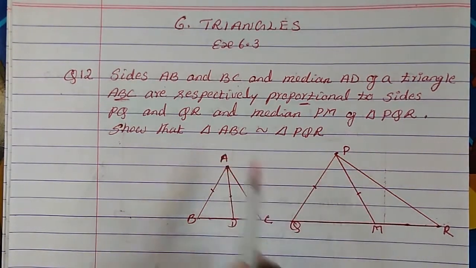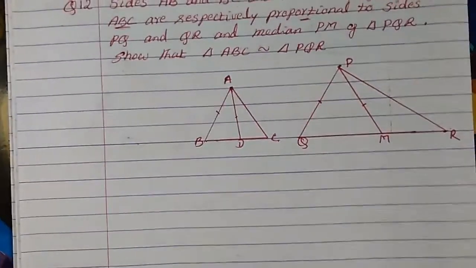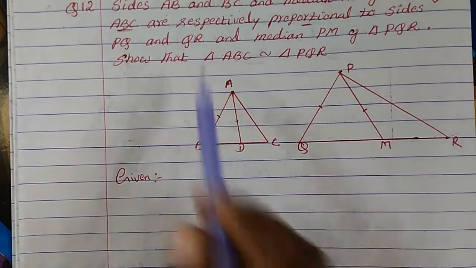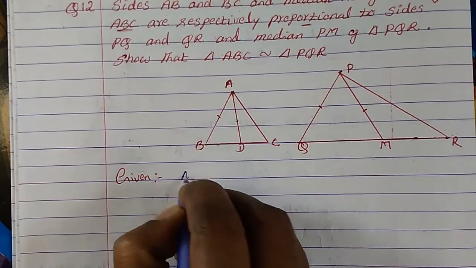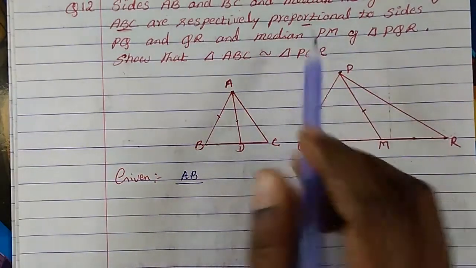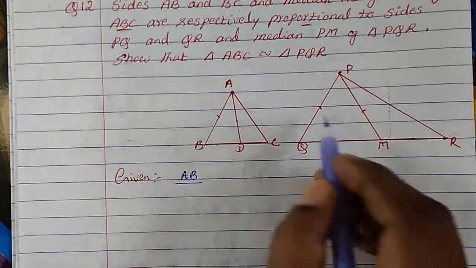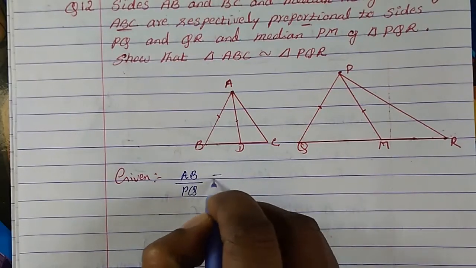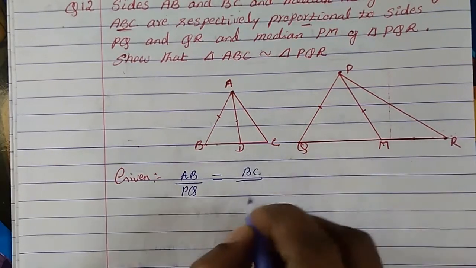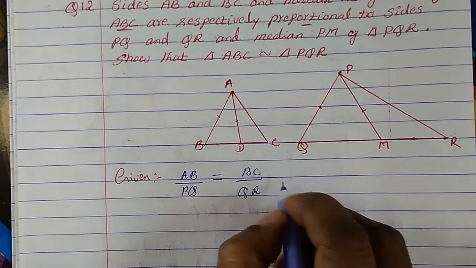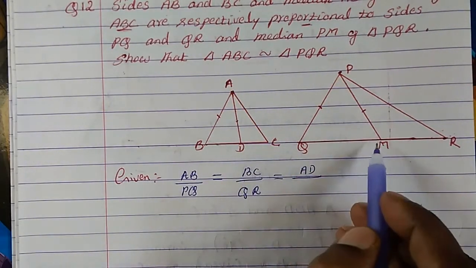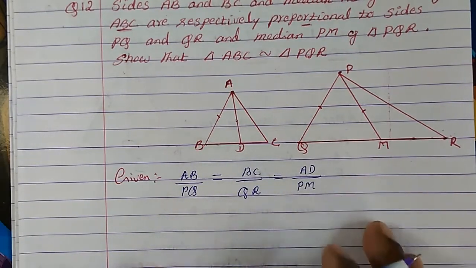So first of all, what is given to us we'll write down. So what is given to us? AB of this triangle and of this triangle first is PQ. AB upon PQ is equal to BC upon QR, equal to AD upon PM. So this is given to us.